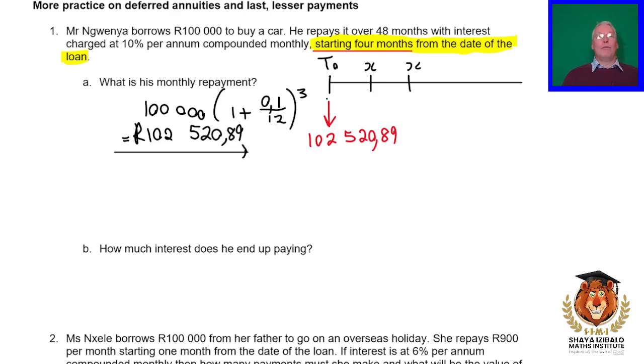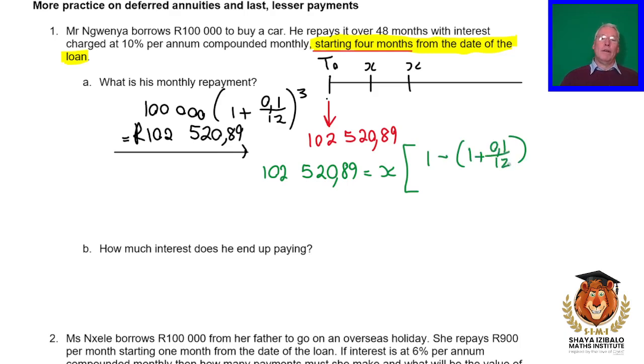And this is very straightforward because this is just now a straightforward loan using our present value formula. So this amount of 102,520,89 must equal the present value of a whole lot of payments of X, 48 payments of X, 1 minus 1 plus the interest rate to the minus 48 over the interest rate.